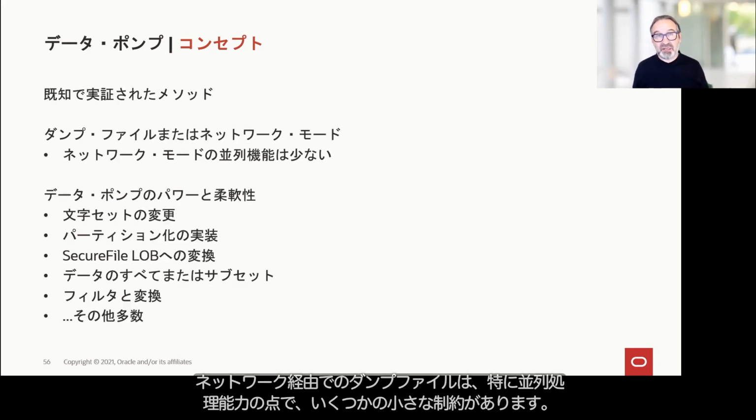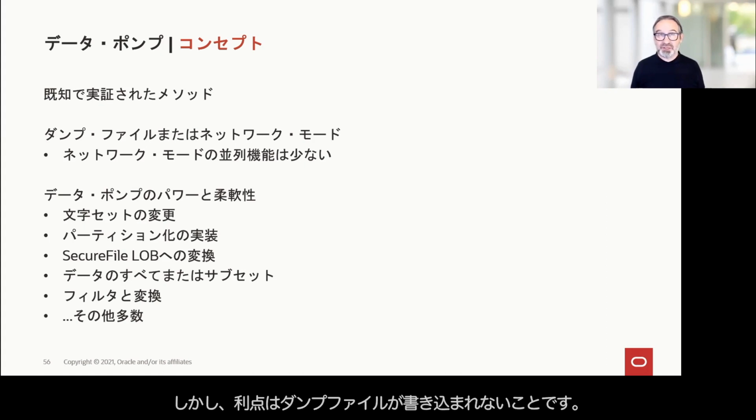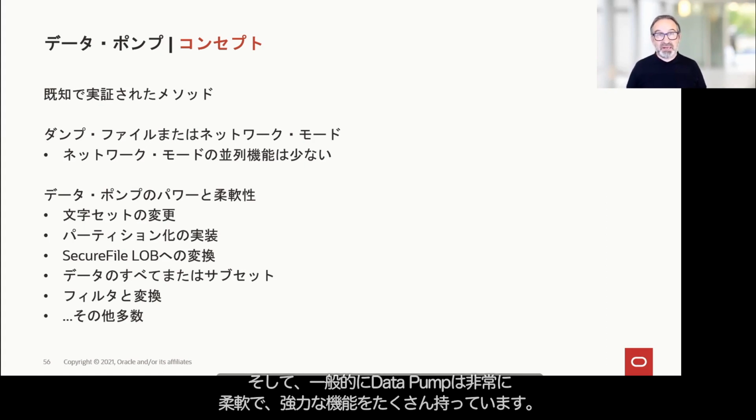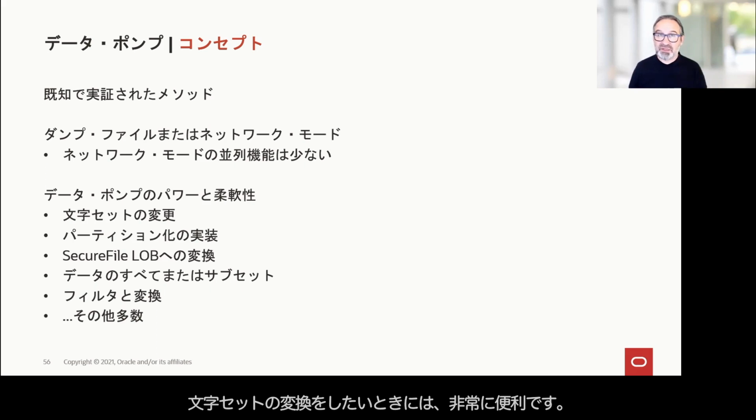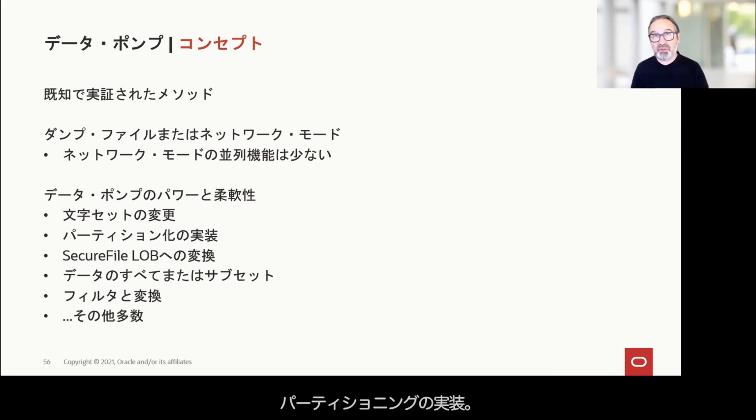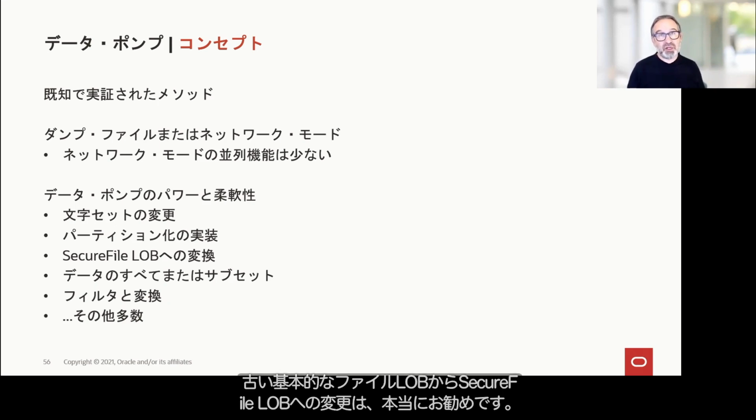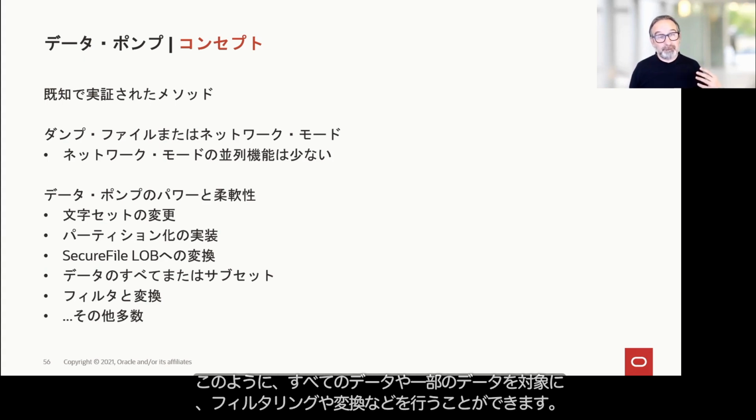Dump file on a network link has a few tiny restrictions, especially regarding their parallel capabilities, but the advantages, no dump file gets written. And generally, data pump is absolutely flexible and has a lot of powerful features. So it starts when you want to do a character set conversion. It's very helpful. Implement partitioning, very, very useful. Change from old basic file lobs to secure file lobs, something we really recommend. You can do this with everything or just a subset of data. You can filter, you can transform, and so much more.